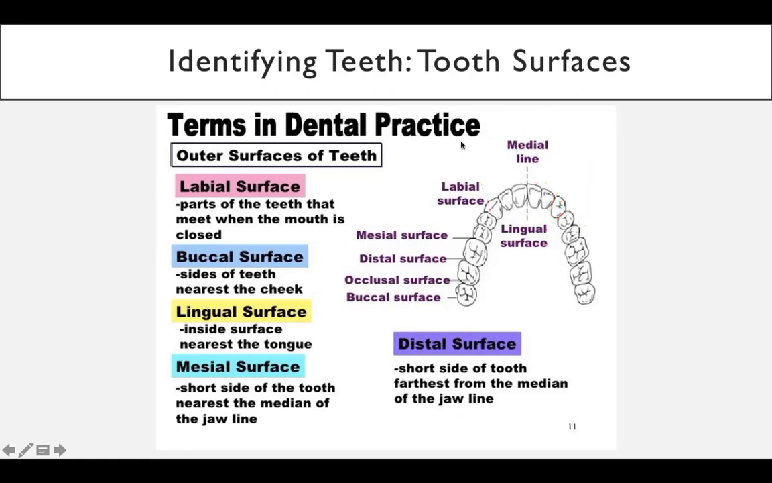You said correct, sir. I'll give you some. We'll give you a chance. Go on. Distal surface, short side of the tooth, farthest from the midline of the jawline.